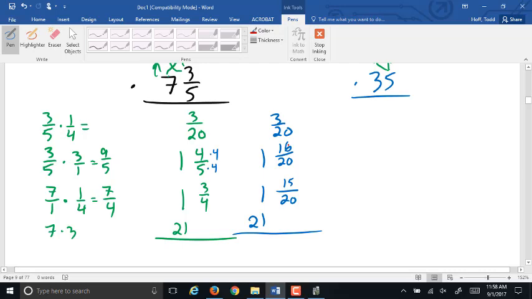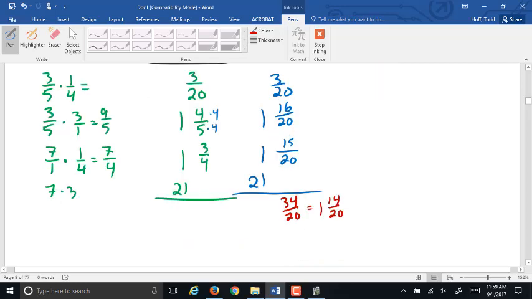3 and 16 is 19, plus 15 is 34 20ths. That's improper. It's 1 14 20ths. Oh yeah, I know. 14 20ths reduced to 7/10. We carry the 1. 1 1 1 1 is 4, and 2. We do get the same answer.